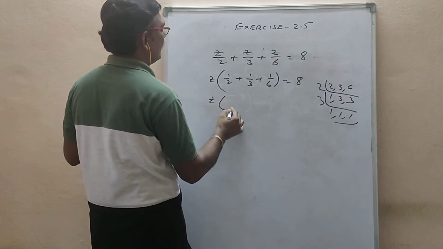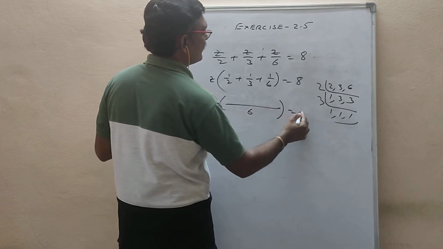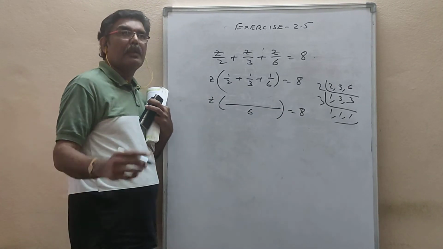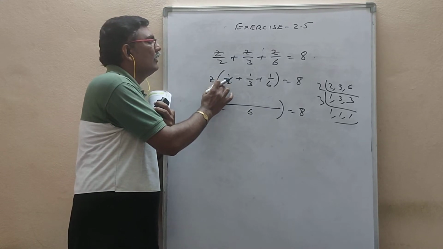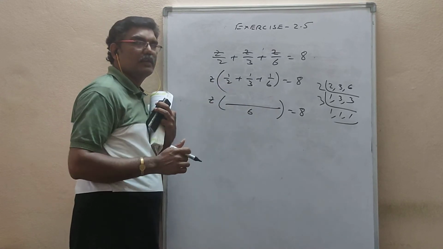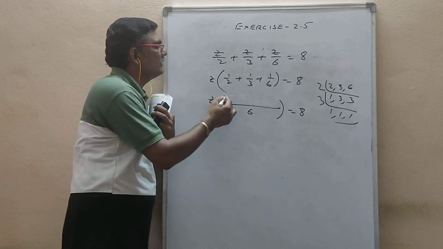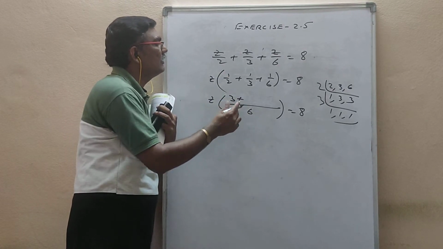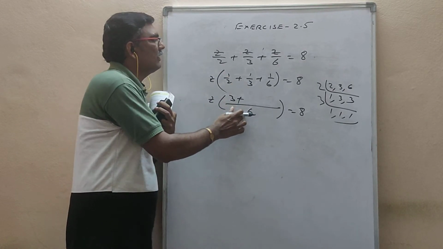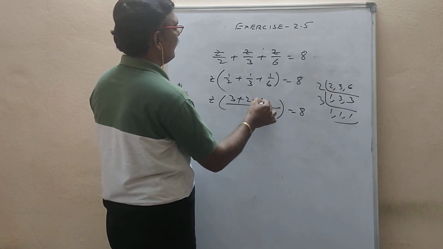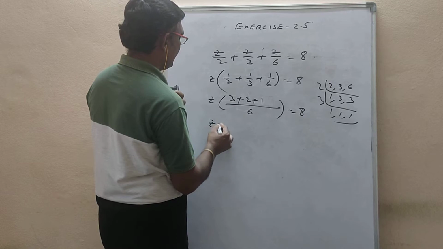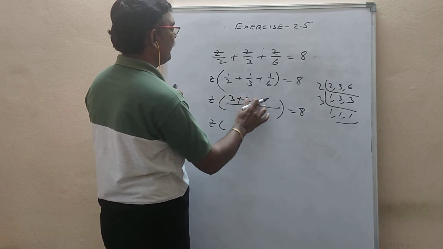Now z, and 6 you have to write, is equal to 8. Same as before, in the first fraction, what is the denominator? 2. Read the 2 table up to 6. How many times will it go? 3 times. 3 into 1 is 3, plus read the 3 table until 6 comes: 2 times. 2 into 1 is 2. Read the 6 table: 1. So here z into 3 plus 2 is 5, 5 plus 1 is 6.